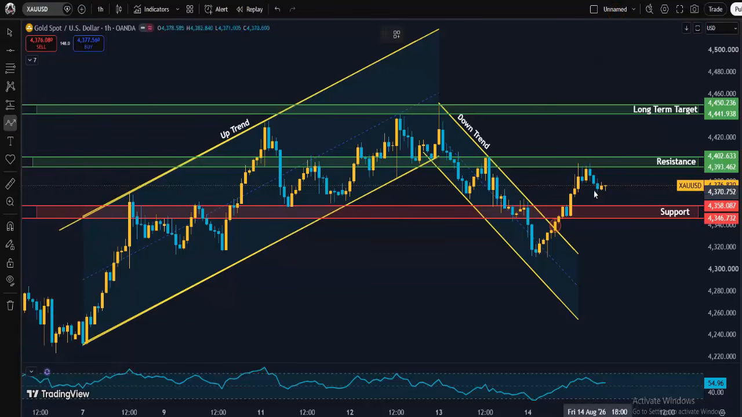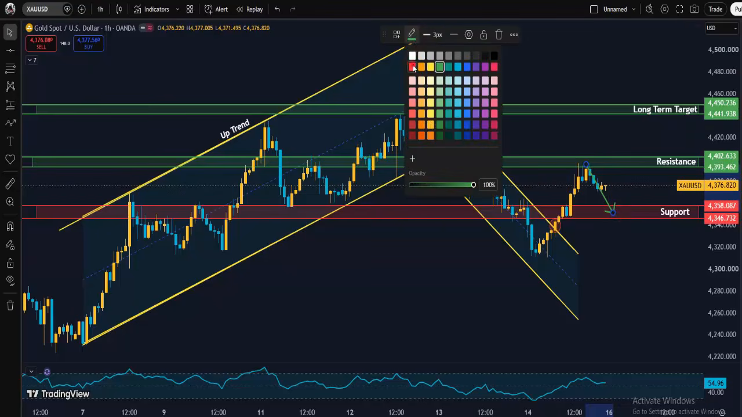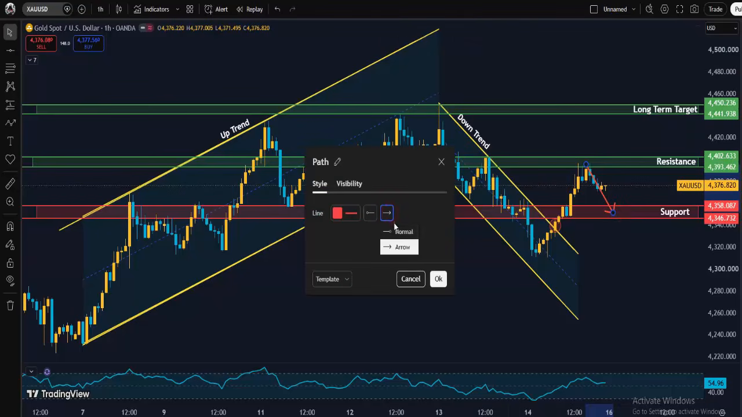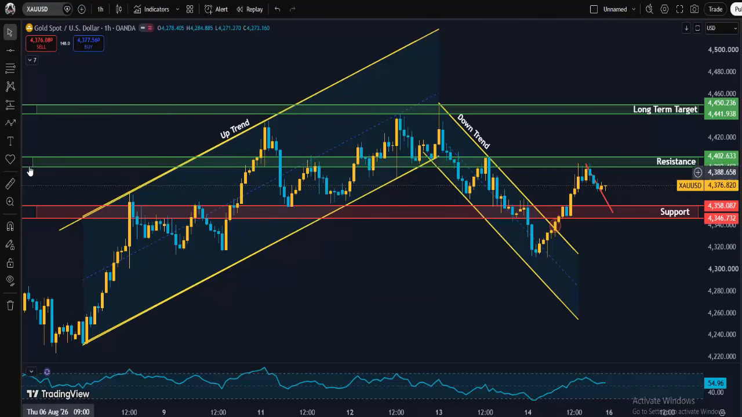So, the key levels are very clear. Ascending support trend line for the broader bullish structure. Descending resistance trend line for the current bearish pressure. 4,346 to 4,358 as the key support zone. 4,393 to 4,402 as the immediate resistance. And finally, 4,441 to 4,450 as the long-term target zone.